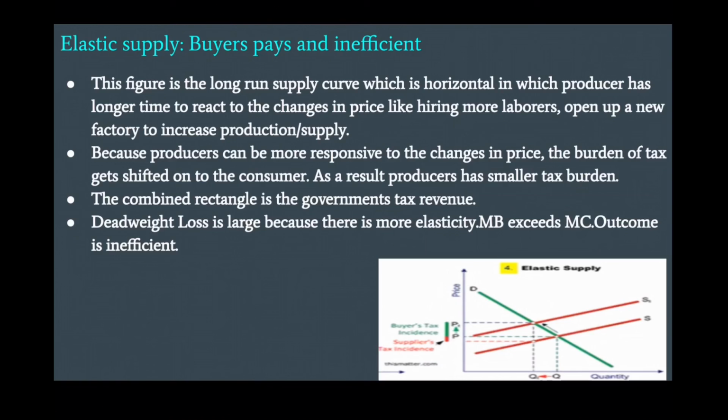The fourth scenario is elastic supply. The buyer pays and it is inefficient. This figure is a long run supply curve, which is horizontal, in which producers have a longer time to react to changes in price, like hiring more laborers or opening a new factory to increase production or supply. Because producers can be more responsive to the change in price, the burden of the tax gets shifted onto the consumer. As a result, producers have a smaller tax burden. The combined rectangle is the tax revenue. Deadweight loss is large because there is more elasticity. Marginal benefit exceeds marginal cost. The outcome is inefficient.